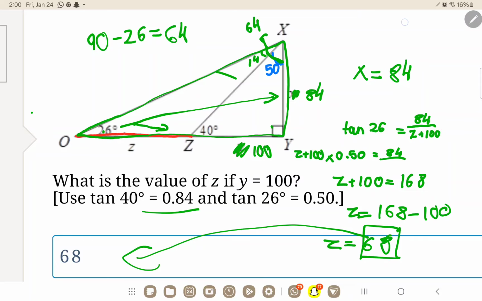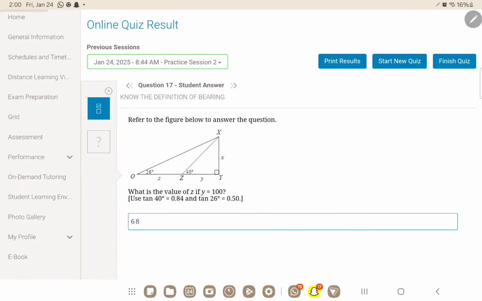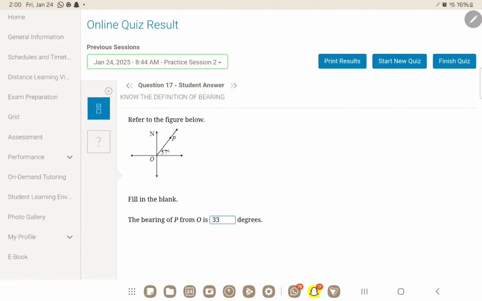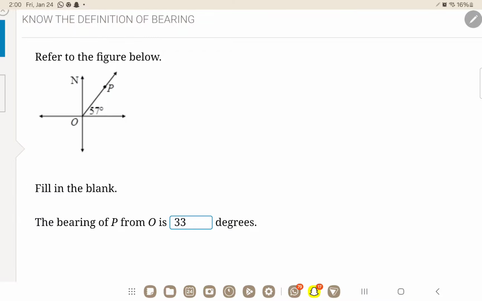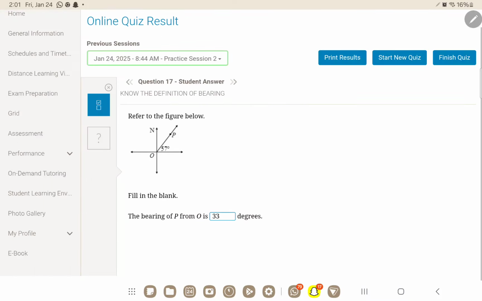Now that's it for this question. Let's move on to the next. Okay, the bearing of P from O. They want this part, P from O. Now we know this whole part is 90. They gave us this part is 57. 90 minus 57 equals 33. That is it. Now let's move on.